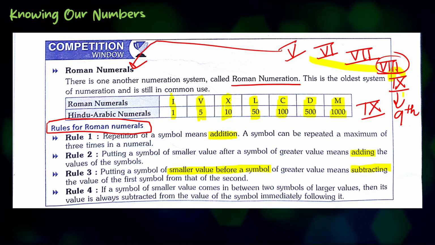Now rule number 4, if a symbol of smaller value comes in between 2 symbols of larger values, then its value is always subtracted from the value of the symbol immediately following it. Let's see in detail.